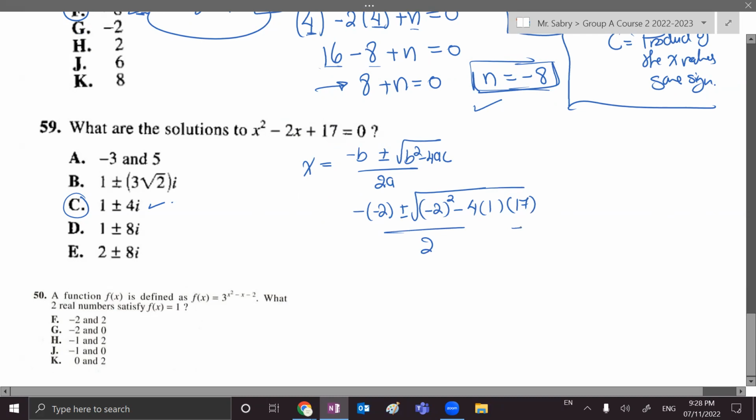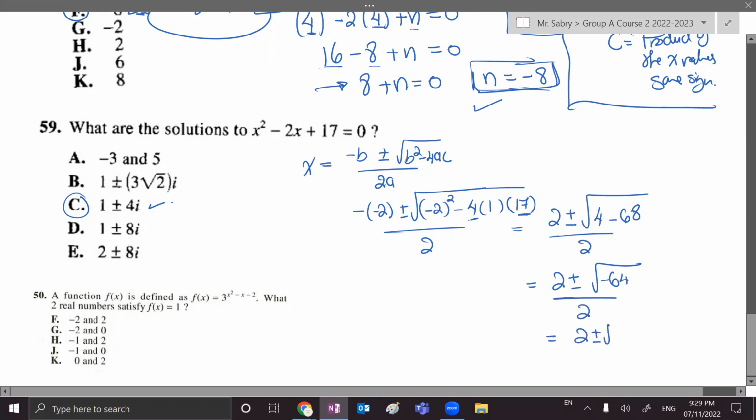Now, negative negative 2 will give me positive 2, plus or minus. I'll calculate the part under the root. Negative 2 to the power of 2 is 4. 4 times 17: 4 times 10 is 40, 4 times 7 is 28, and 40 and 28 is 68. So it's negative 68. All of this is divided by 2. Then it's 2 plus or minus, and 4 minus 68 is negative 64. All of that is divided by 2.